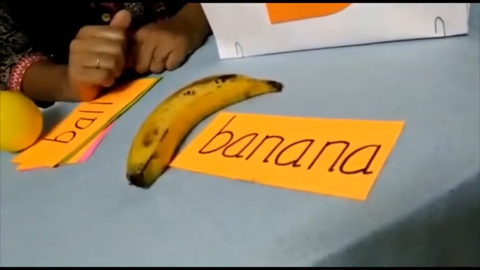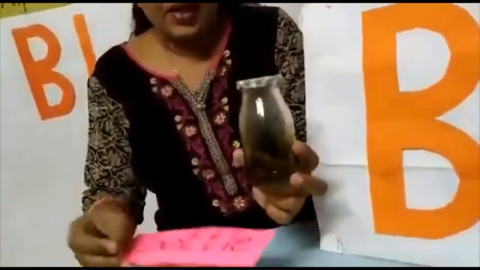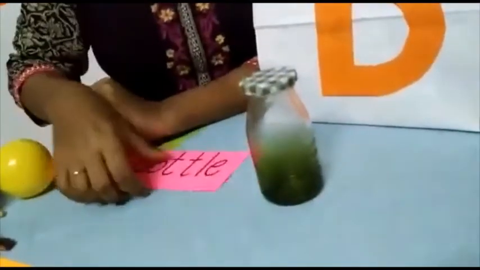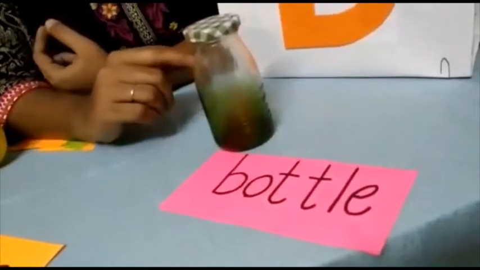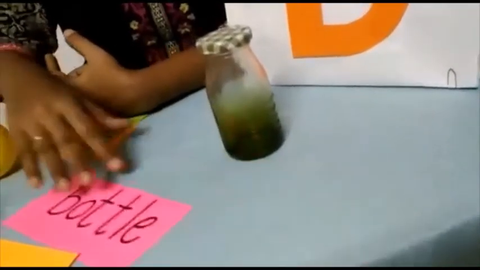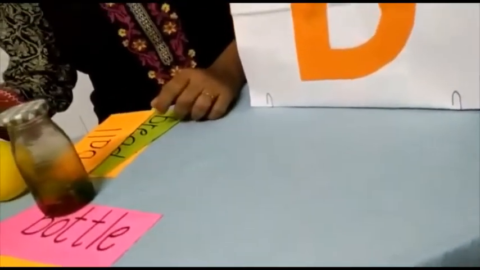Now when you go to school, you carry a tiffin and water bottle along with you. Yes or no? See, I got a bottle over here. B for bottle. You carry water, juice, milk in this.